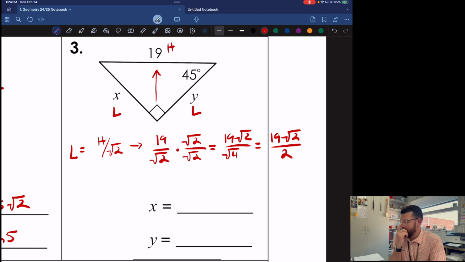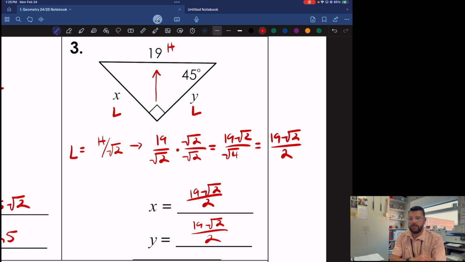2. 19 does not divide by 2 easy or beautifully. It gives us a decimal. We don't want decimals with our radicals as well. That's way too much going on. So we're going to leave it as 19 root of 2 over 2. They were both my legs. So there I have my answer.